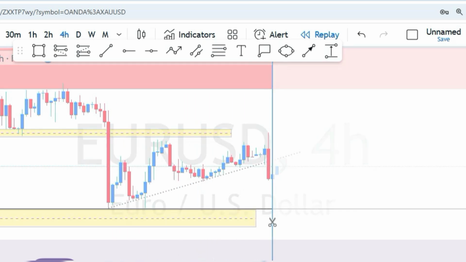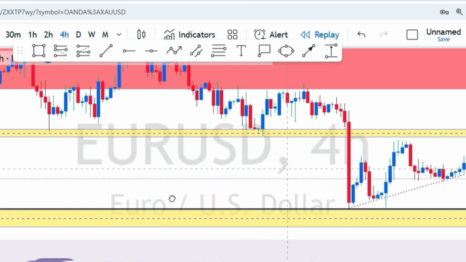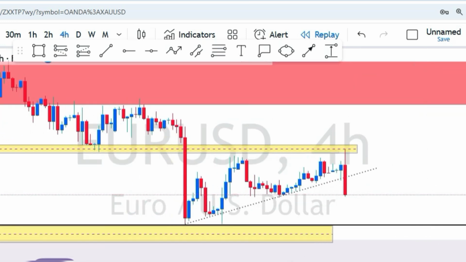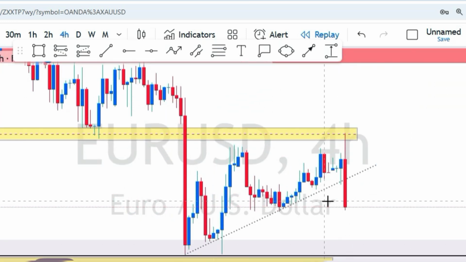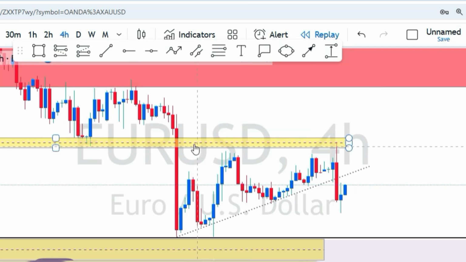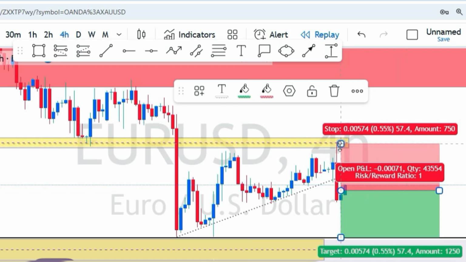So you realize that price went all the way to our point of interest, which is the neckline of the head and shoulders that I showed you on the daily time frame. It went straight to the neckline, and it gave us this bearish engulfing candle, which fell all the way down to this particular level, and we entered right from the opening of the new candle. This was our entry. I'll show the screenshot.